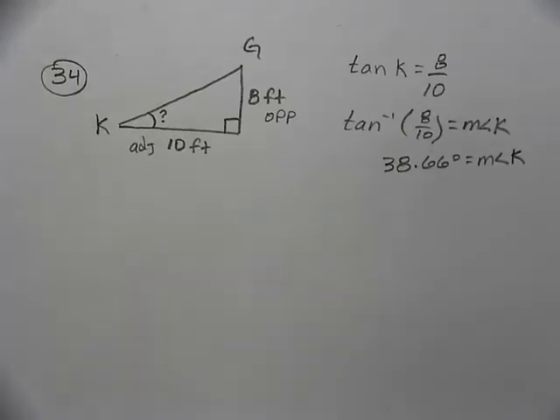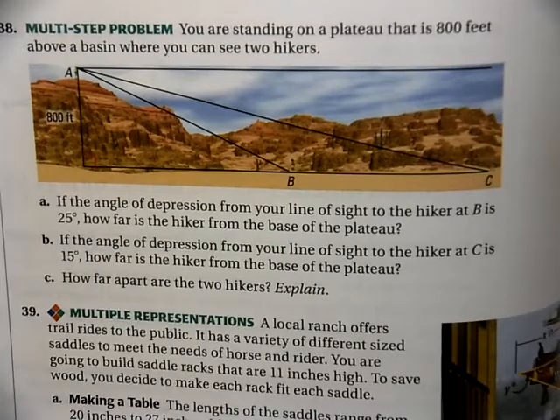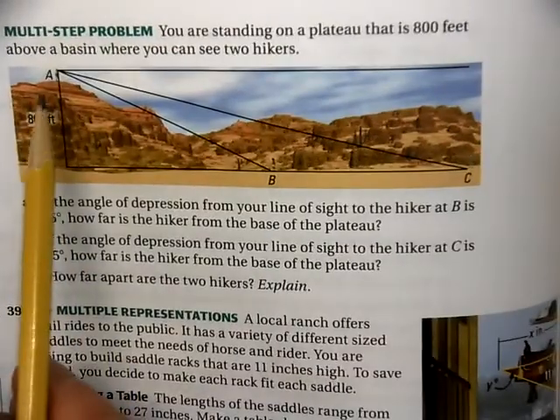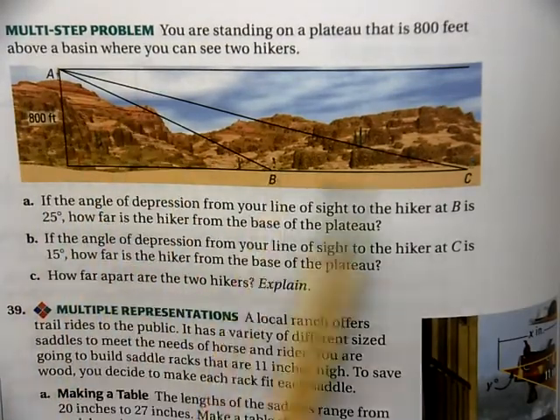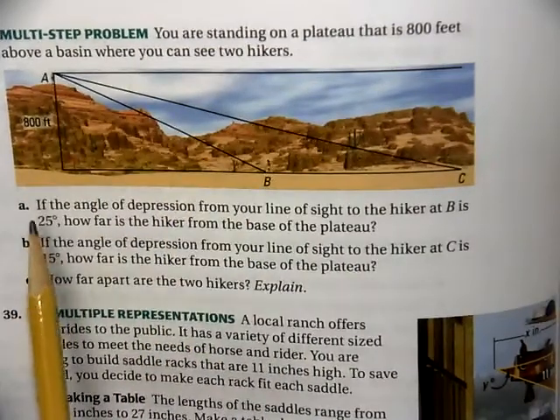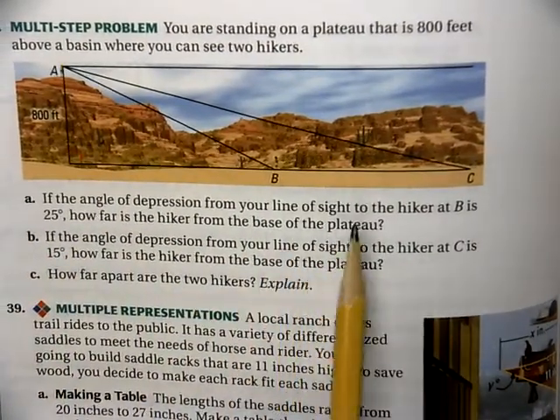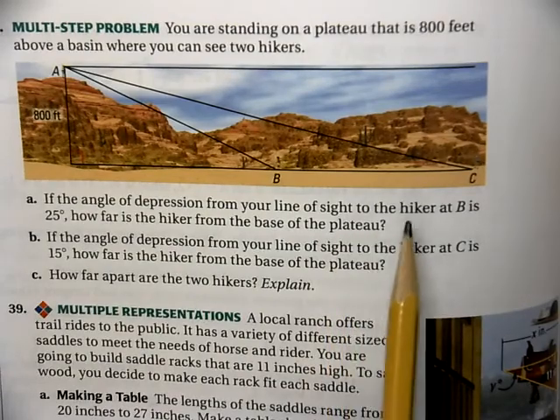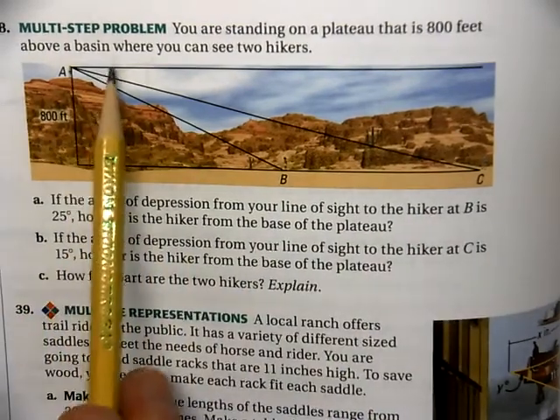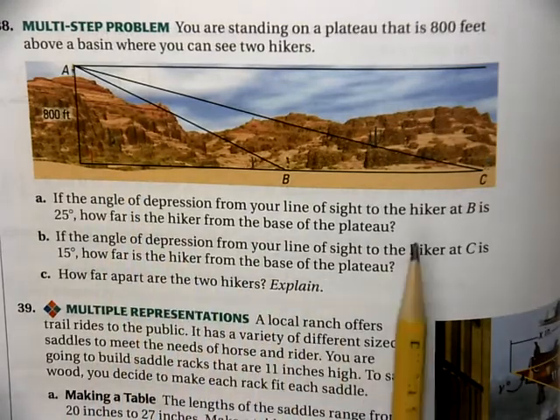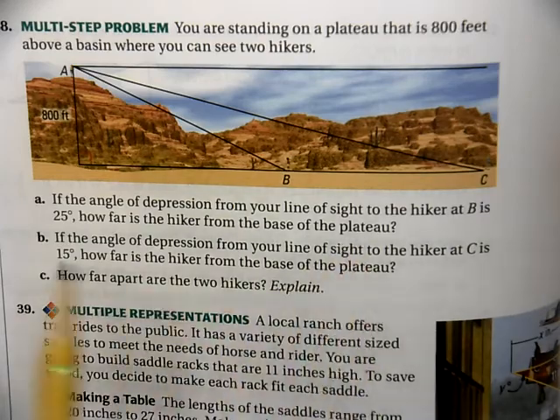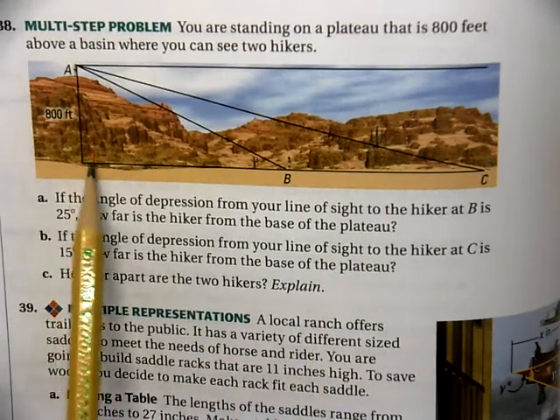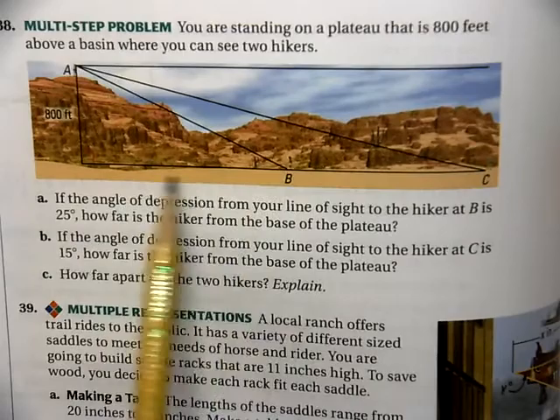Last question is number 38. For this question, we're standing on a plateau that's 800 feet high. Above this basin, you can see two hikers. If the angle of depression from the site to the hiker at B is 25 degrees, how far is the hiker from the base of the plateau? So going straight down, what is this length?